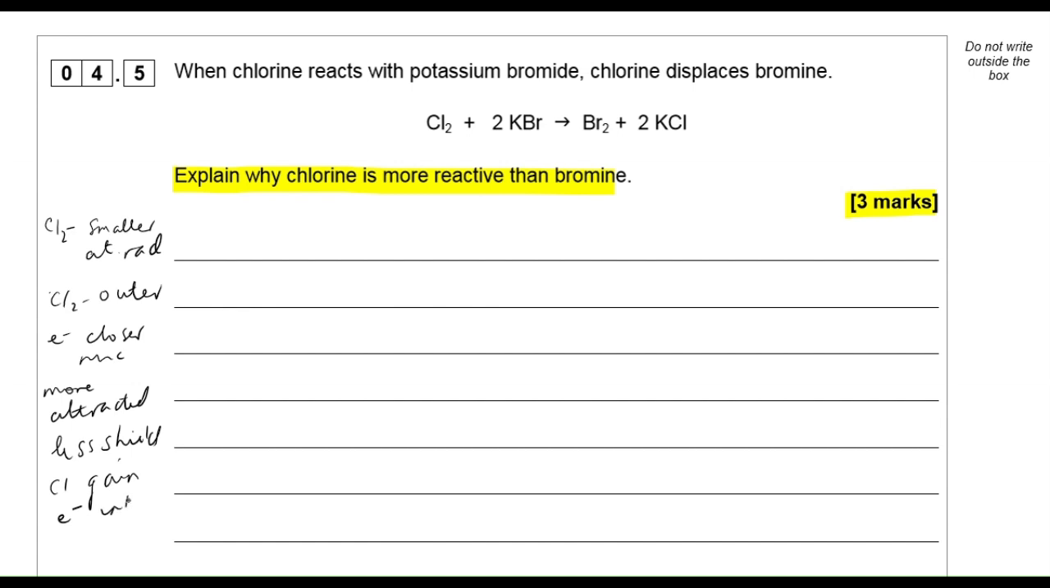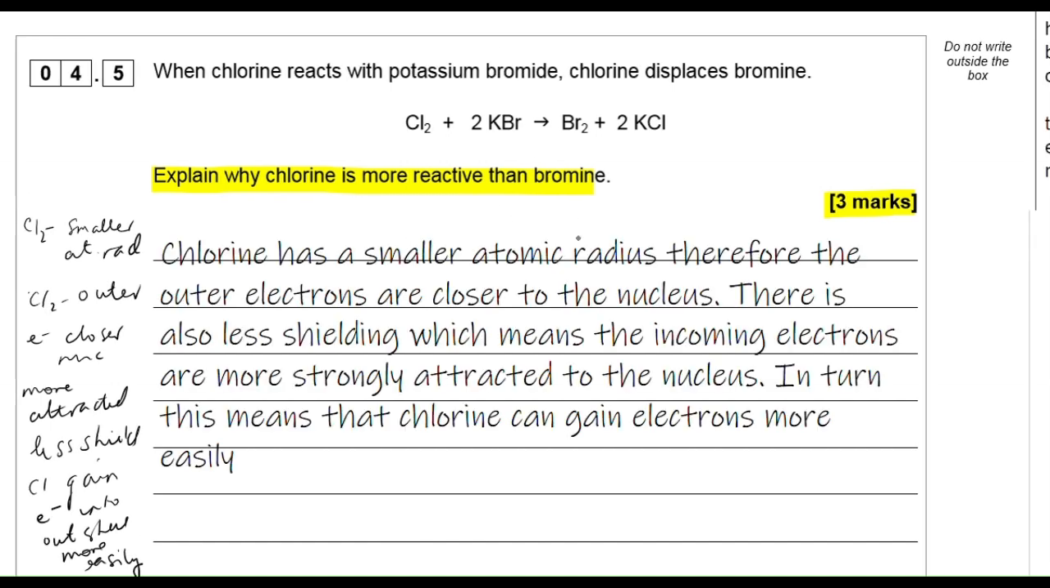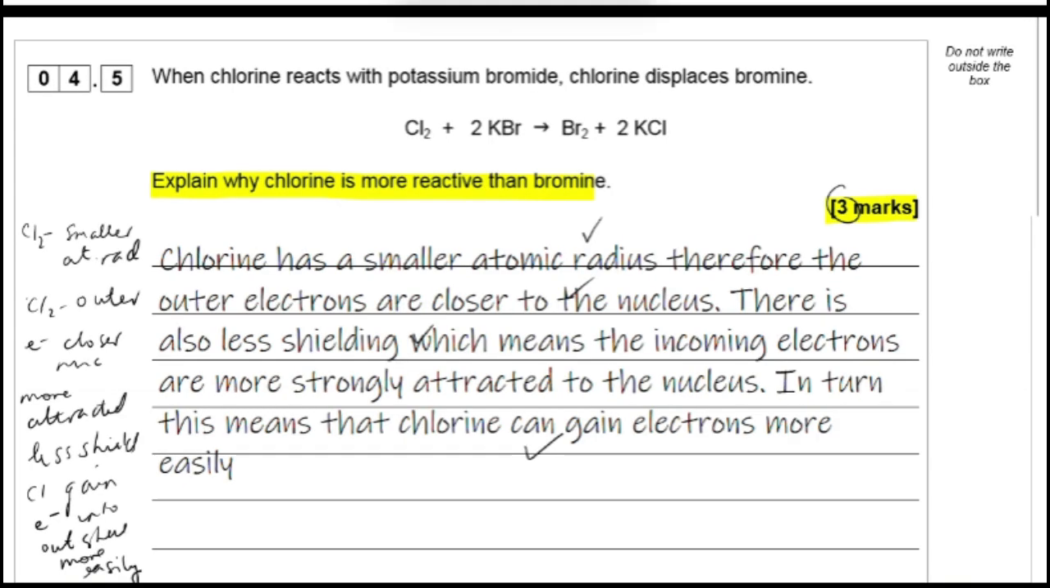So if we look at the final answer here, we get 1 mark for saying it's got a smaller atomic radius, 1 mark for saying the electrons are closer to the nucleus, 1 mark for less shielding. There's also a mark for saying that the chlorine can gain electrons more easily. And there are 4 points there. Any 3 of those would do for 3 marks.